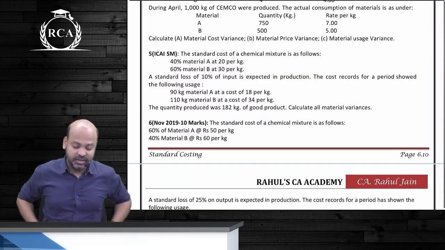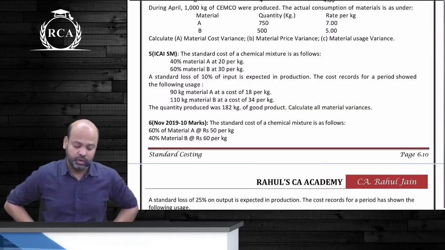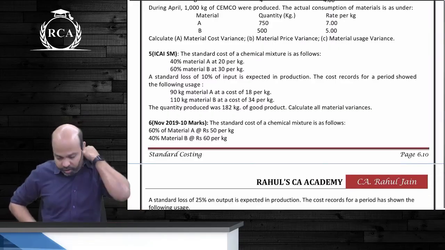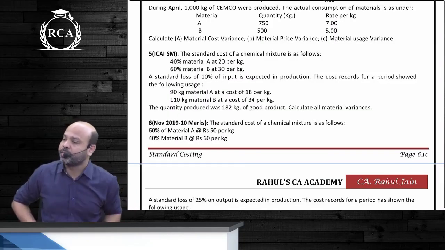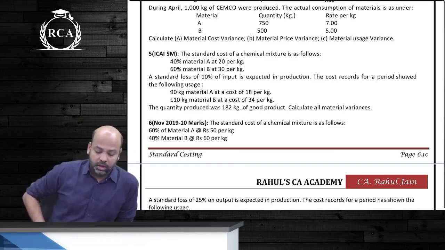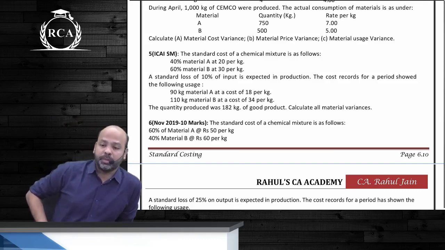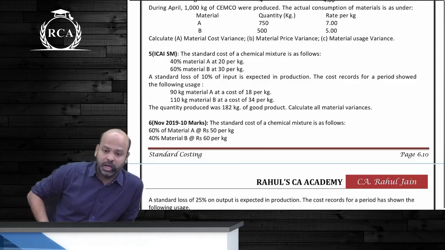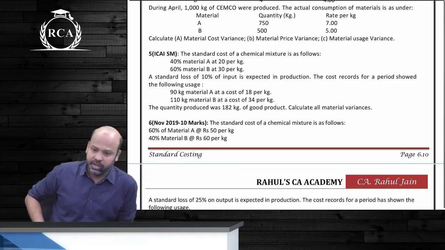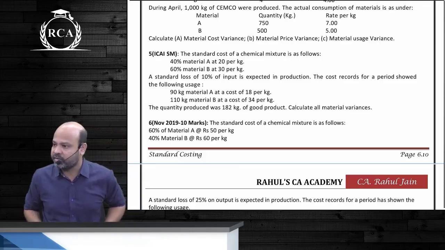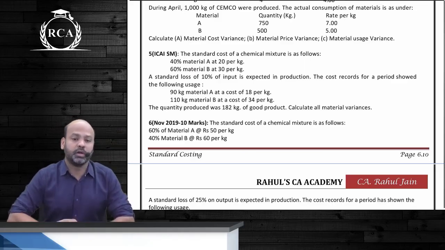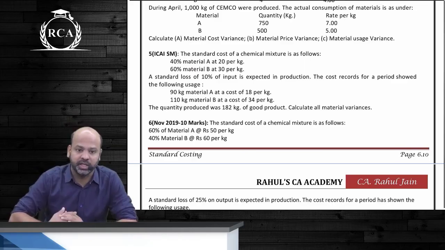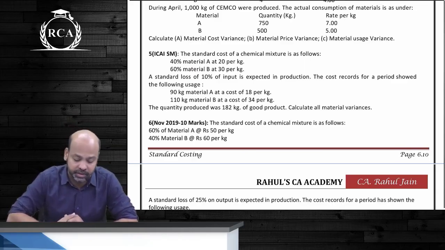Fifth question, beta. The standard cost of a chemical mixture is as follows. You will have to consume 40% of material A and 60% of material B at 20 rupees per kg and 30 rupees per kg. There's a standard loss of 10% of input. That means for every 100 kgs of input, output will only be... This is exactly similar to the previous questions that we did, but instead of mentioning that statement, they've given us the loss in percentage. For every 100 kgs of input, you will have a loss of 10%, beta, that is 10 kgs, and output will only be 90 kgs.